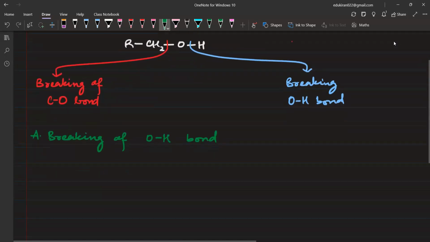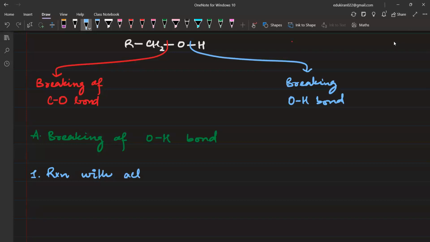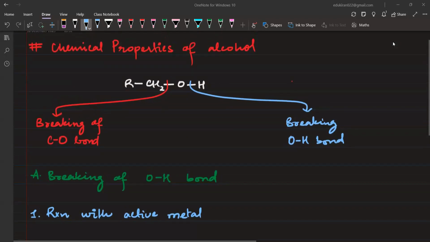Write with me, the first reaction that we are going to see is the acidic nature of alcohol. In acidic nature, basically, we are going to first of all see the reaction with active metal. So you write number one, reaction with active metal. Guys, please, all of you, write this down quickly. Raise your hand once you're done. Then I will start the reaction.